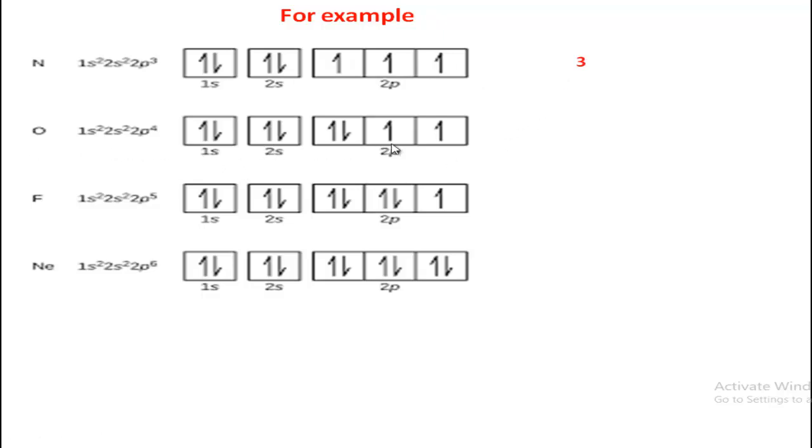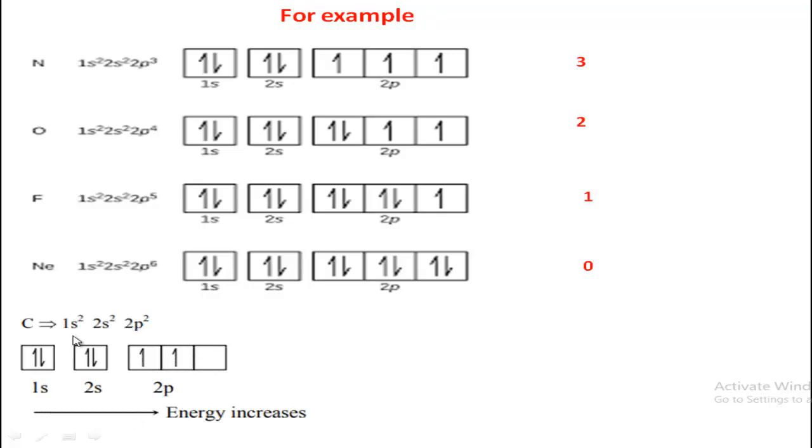In case of oxygen, we can easily understand here the number of unpaired electrons is 2, so its valency will be 2. In case of fluorine, the number of unpaired electrons is only 1, so its valency will be 1. And neon, there is no unpaired electron, so its valency will be 0, and you know very well that neon is an inert gas, so it has no valency.